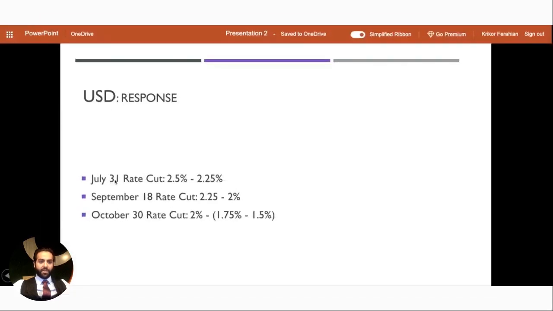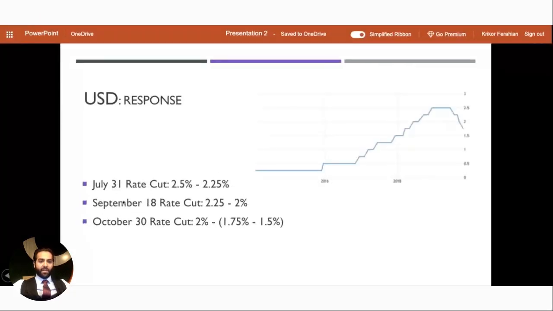So it happened in July, happened again in September, and happened again very recently, October 30th. It went from 2% down to somewhere between 1.75 to 1.5. So from 2.5 to 1.5 so fast in what, 3 months, 4 months? It's quite a movement, right?